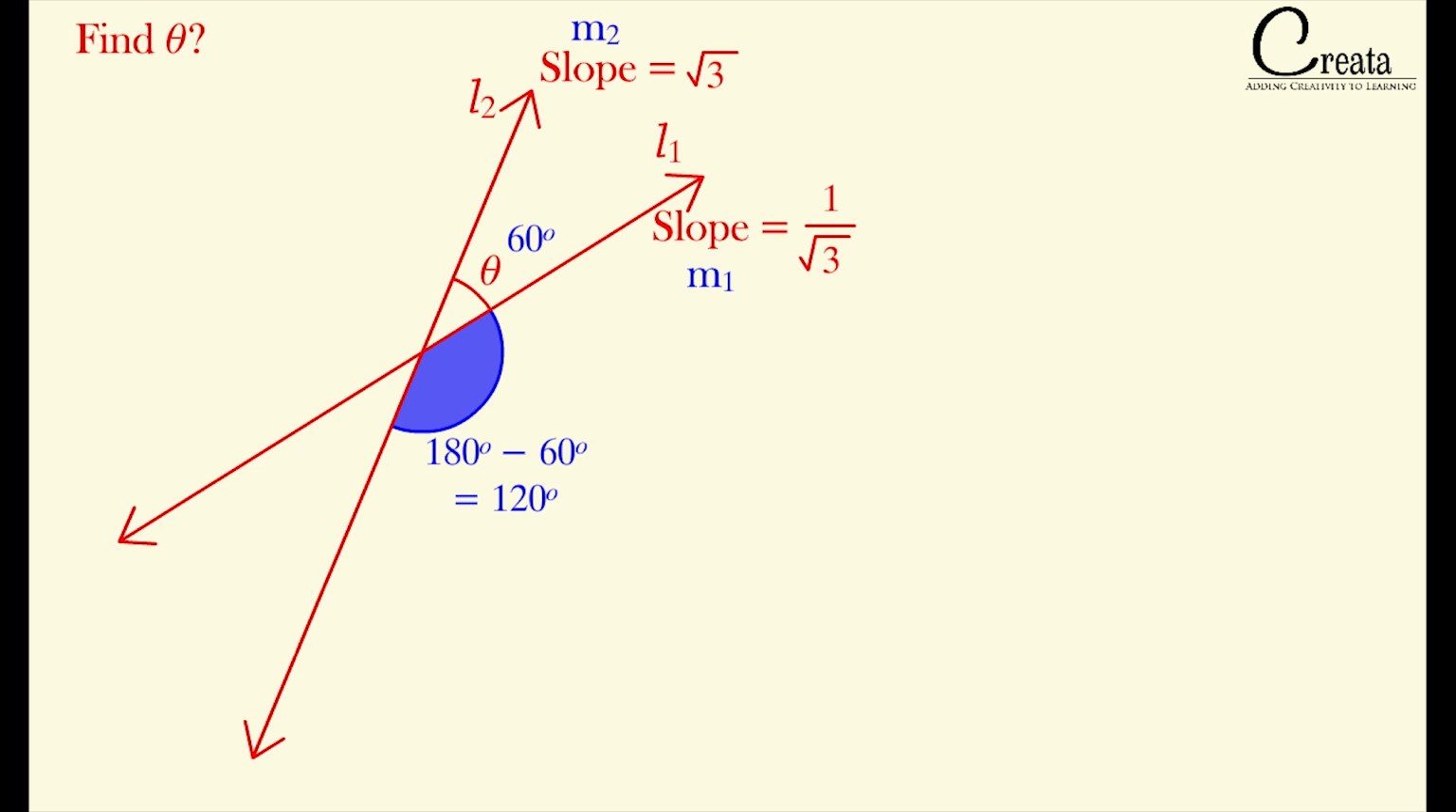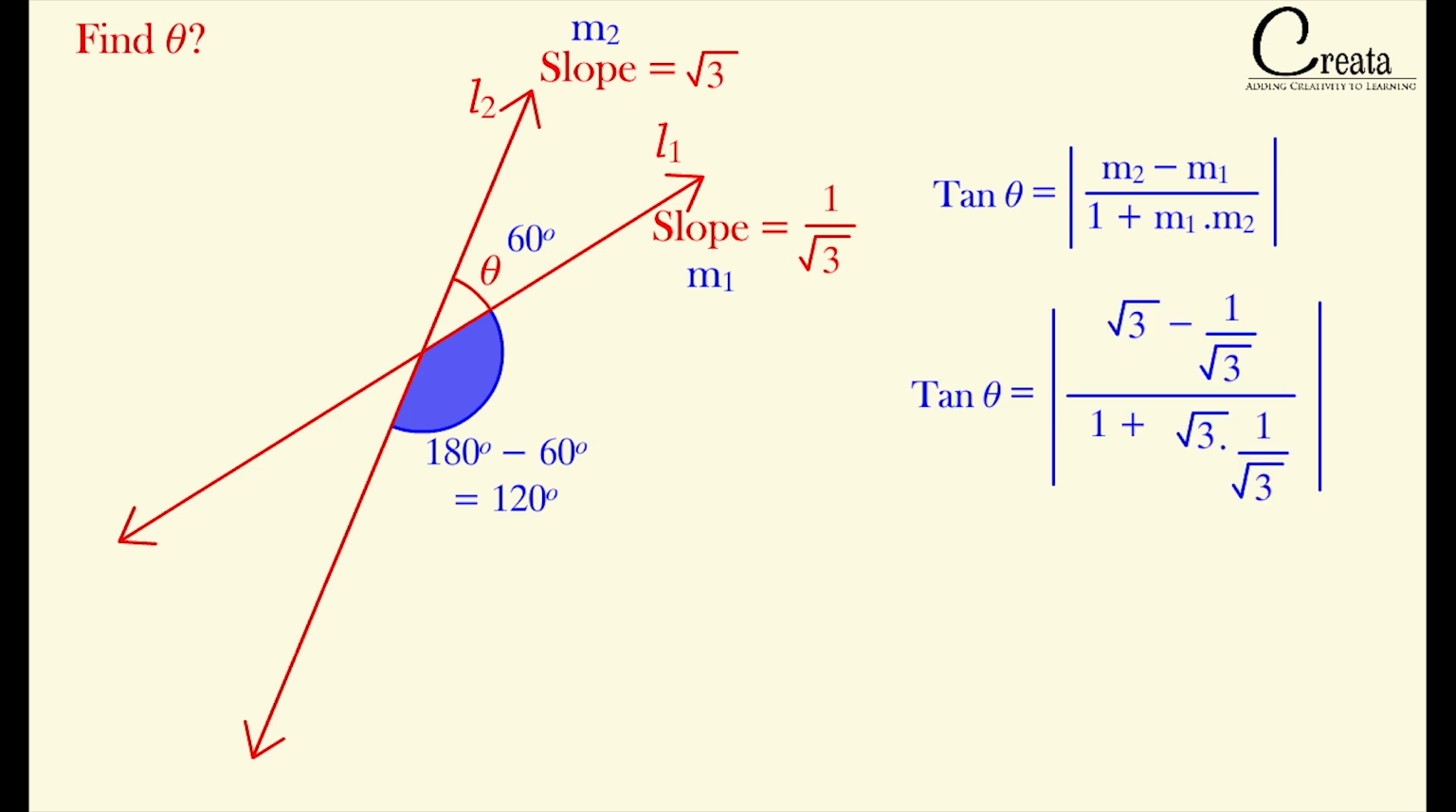Moving further, we can also use the alternate method, that is, we can use the mod formula. Let's use the mod formula. We know tan theta is equal to mod of m2 minus m1 upon 1 plus m1 into m2. Let's put the same value. We got tan theta is equal to mod of 1 by root 3. Here 1 by root 3 is under the mod. So let's open the mod.